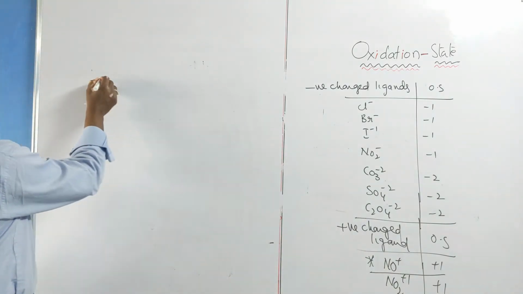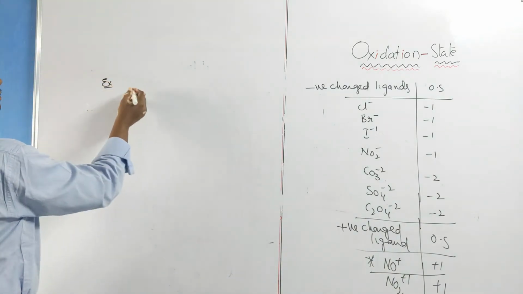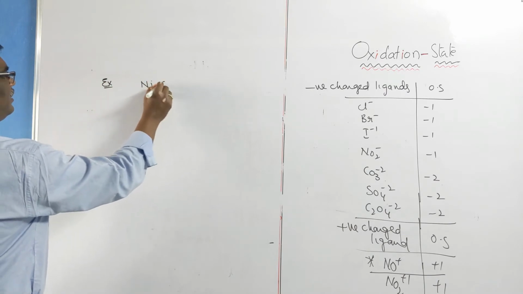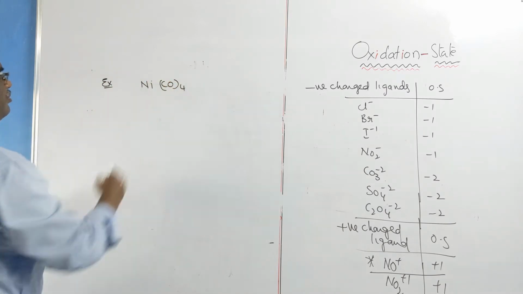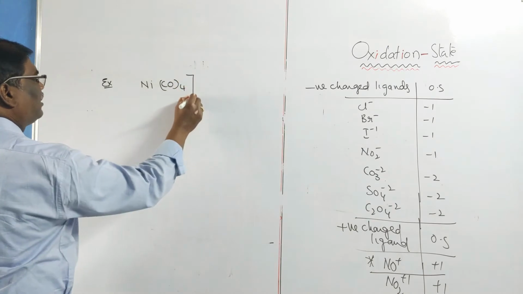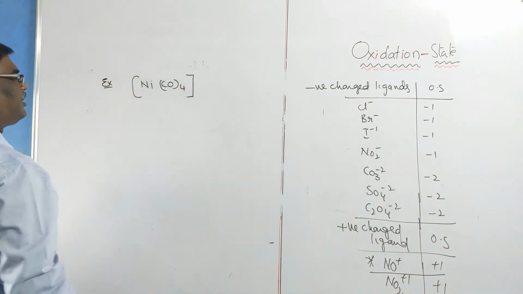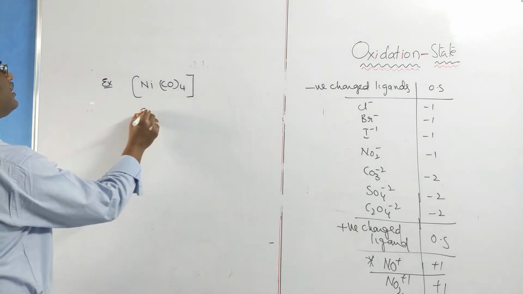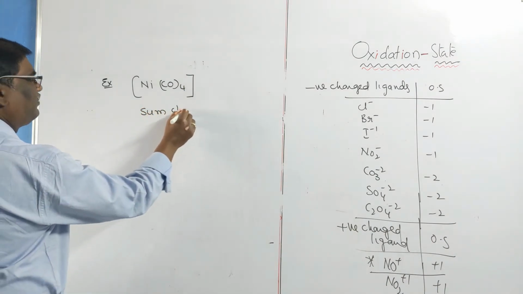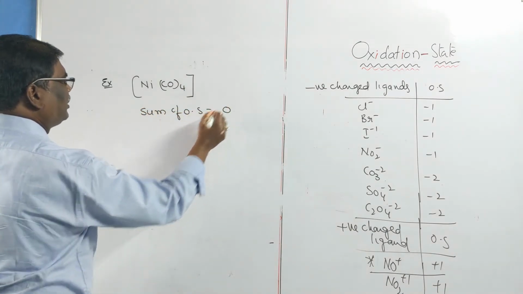Now we take the example of metal carbonyls, like nickel tetracarbonyl. Now this is the complex. Here no charge is there, so this is a neutral complex. For this one, what is the rule? Sum of oxidation states is equal to 0.